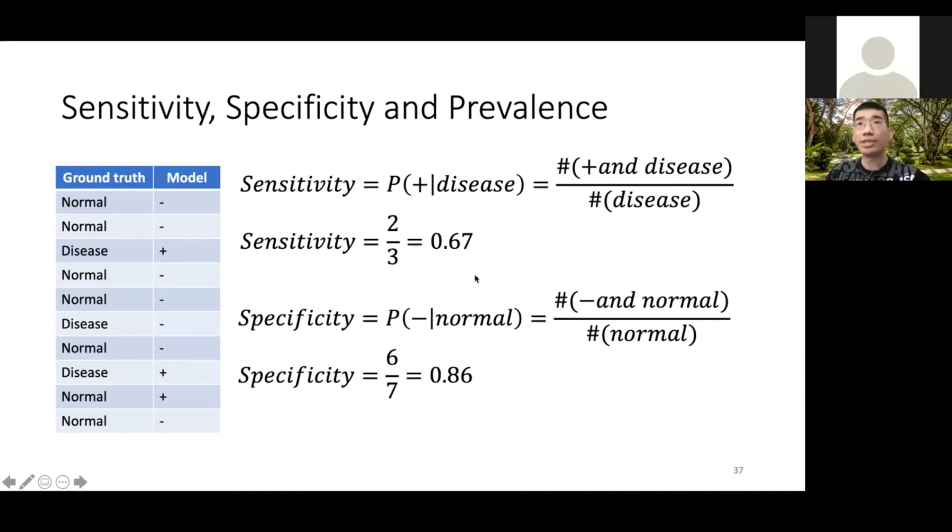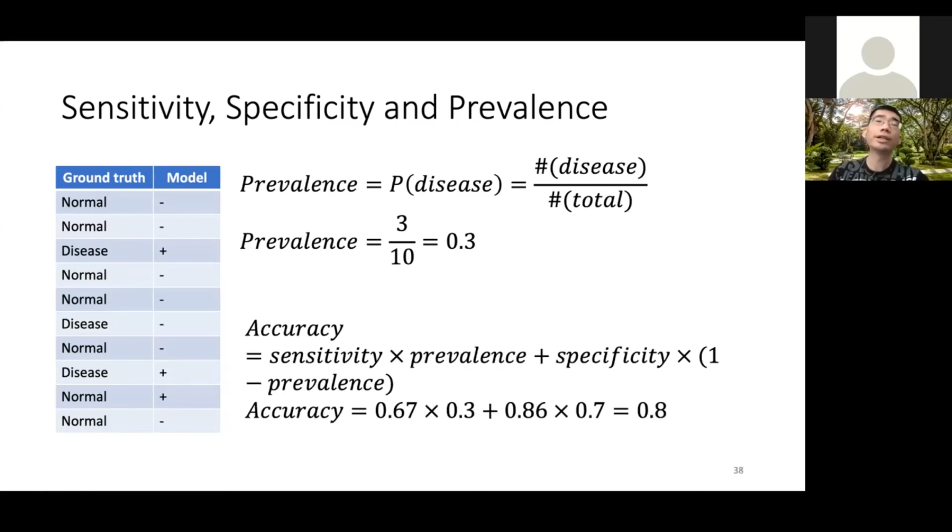And then we compute specificity. Specificity can be computed as the fraction of normal examples that are also negative. In the denominator, we have the number of normal examples, which is going to be 7. And in the numerator, the number of negative and normal examples, which is 1, 2, 3, 4, 5, and 6. So this is 6 over 7, to get 0.86. That's the computation of sensitivity and specificity.